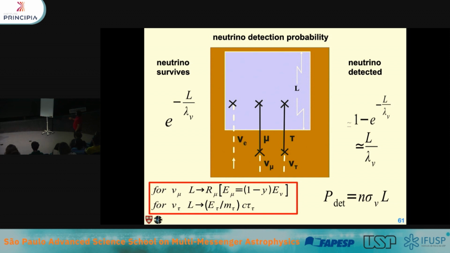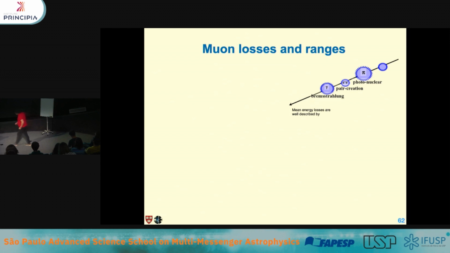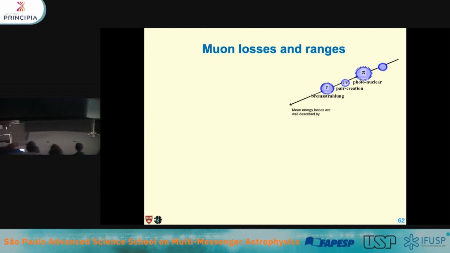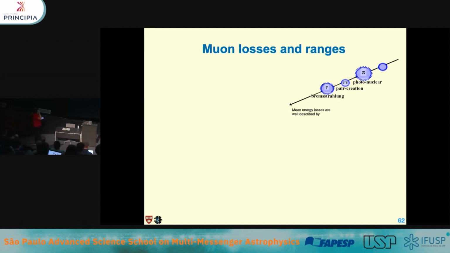So now in this formula, you can see that this now has some meaning. This is the inelasticity of the interaction that we talked about yesterday. And this is the muon energy that comes out of my neutrino interaction point. OK, so we're going to talk about this thing here. So let's talk about energy losses first. There are going to be essentially three important energy loss processes that are relevant for our discussion, and they're going to be the dominant energy losses.